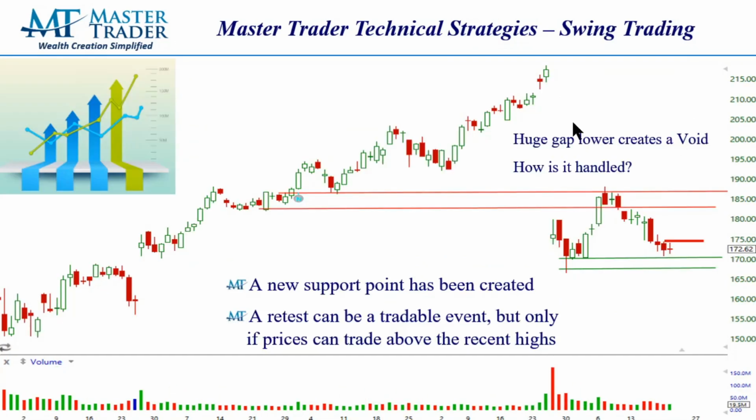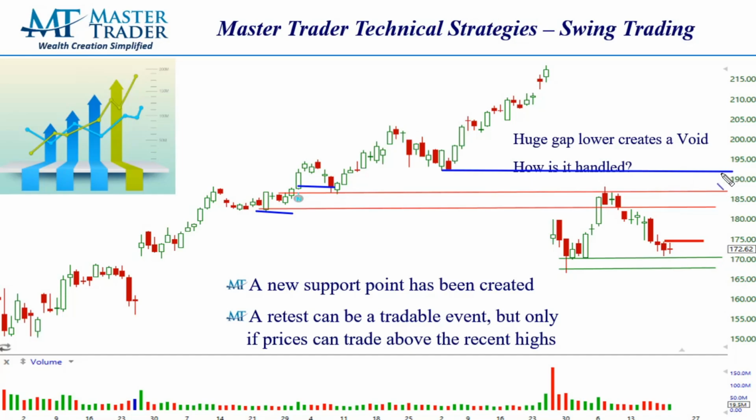Different type of situation. Big gap lower creates a void. How are you going to handle this? Well, don't get so anxious because this is pretty bearish. Wait for the opportune moment. And those opportune moments, you look to the left to see what was support should become resistance. Now, we did get a pattern here, but it certainly could have moved up to that level before it turned.